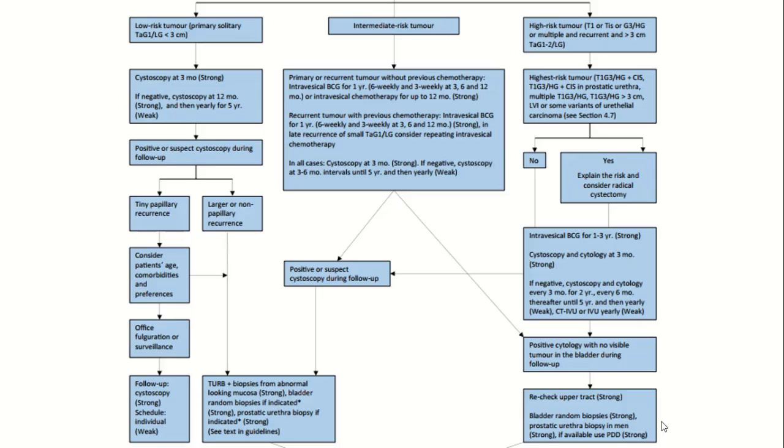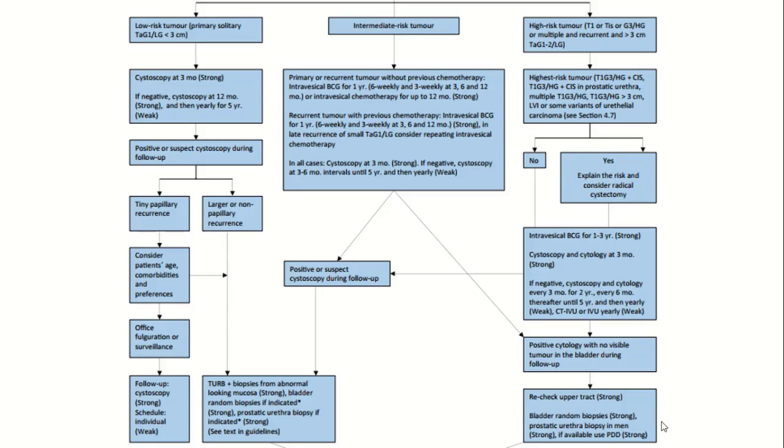If the tumor is high risk after the biopsy report, the recurrence rate is high or more than 3 centimeter. The highest risk tumor: T1 grade 3 or carcinoma in situ in the second TURB sample, or carcinoma in situ in the prostatic urethra, or there is multifocal tumor, or multiple levels of urethral involvement, then we have two options. We will explain the risk of radical cystectomy or not. Intravesical BCG we will give for 3 years. There are data suggesting either one year of intravesical BCG or 3 years of intravesical BCG.